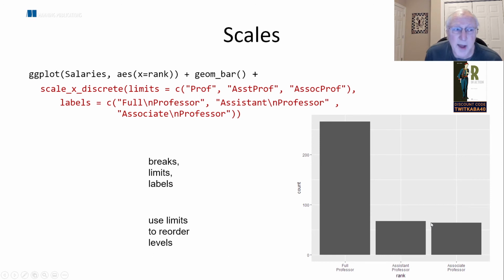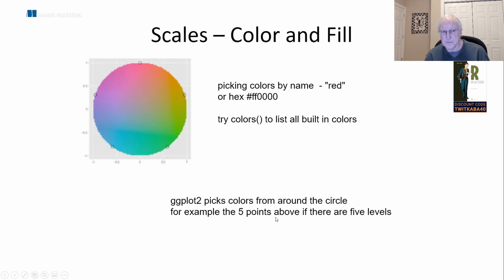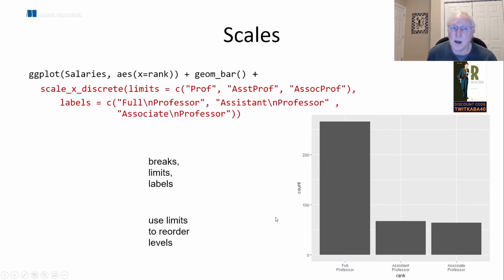And we can also add labels to the scale function. So here I'm changing the word prof to full professor, and I'm using \n to give me a line break, assistant professor and associate professor. So one of the questions that come up a lot with ggplot is, how do I change the order of my bars? And you can do it with the scale discrete function.